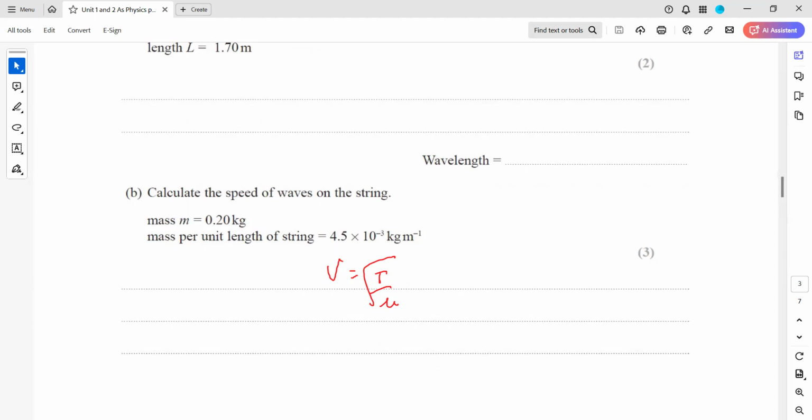So T is the tension, and mu is the mass per unit length. So v equals the square root of T, the tension, which is the mass 0.2 multiplied by gravity 9.81, divided by mu, the mass per unit length, which is 4.5 times 10 to the power minus 3. When you divide this, you will get the answer in meters per second, which is about 20.9 meters per second.